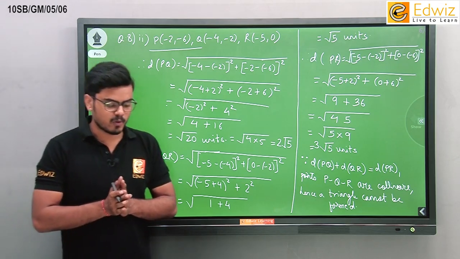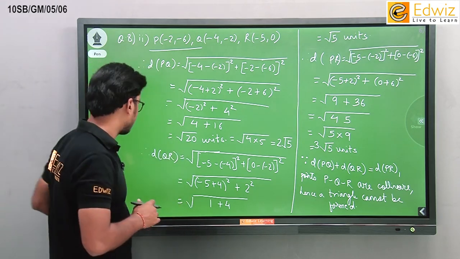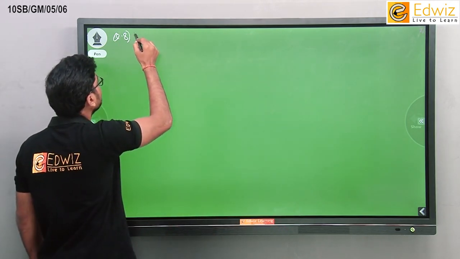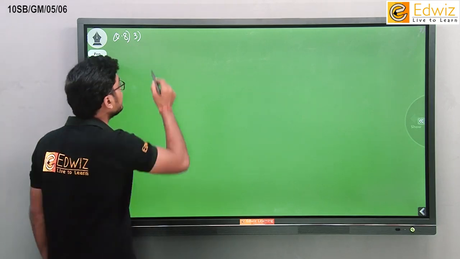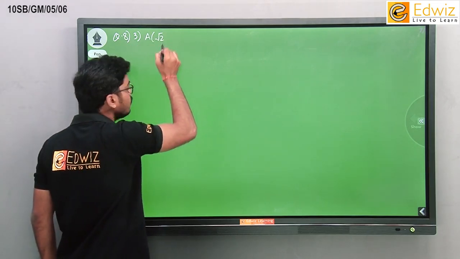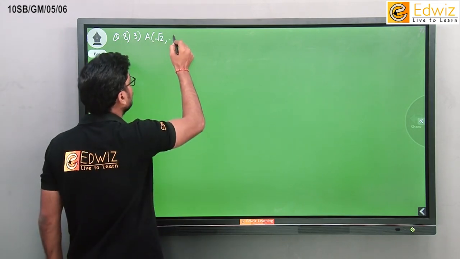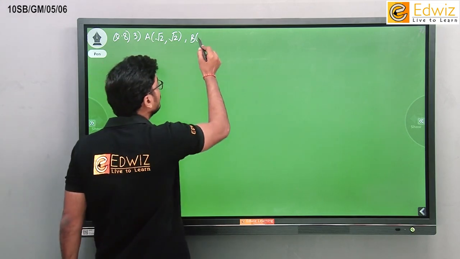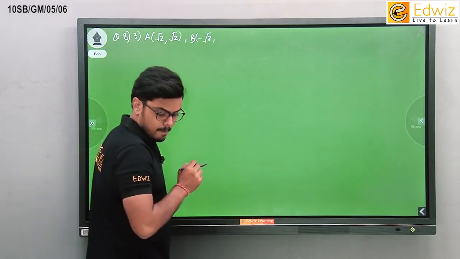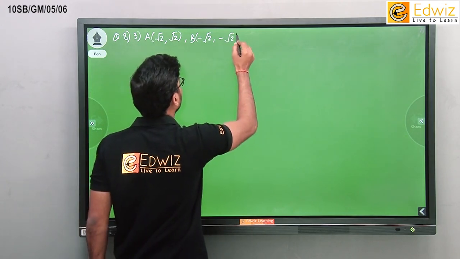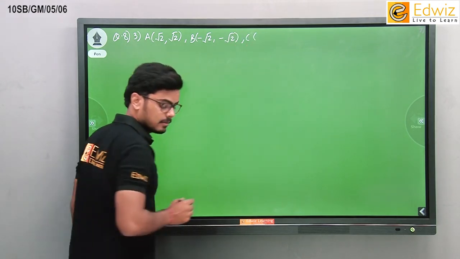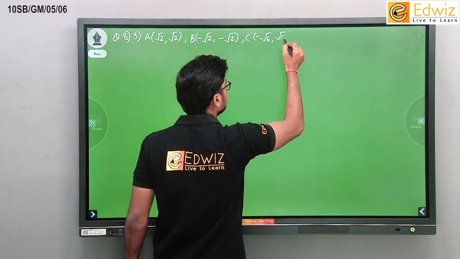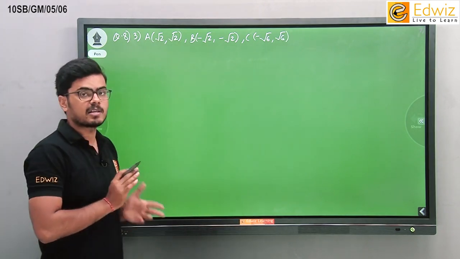Okay students, now let us move on to the last sub question, question number 8 का third one. The points given here are point A square root of 2 comma square root of 2, point B minus square root of 2 comma minus square root of 2, and point C minus square root of 6 and square root of 6. Let us see whether these points are collinear or not.